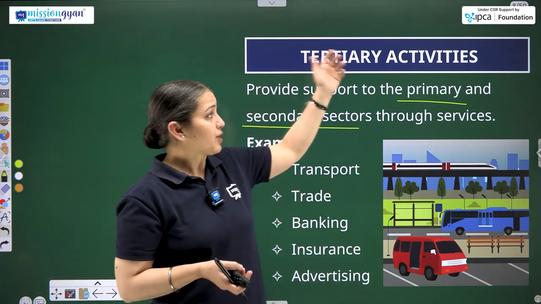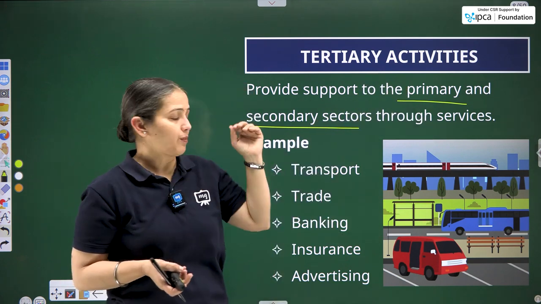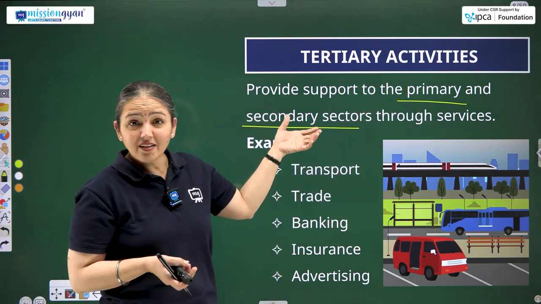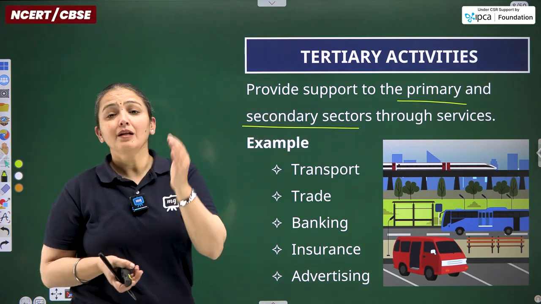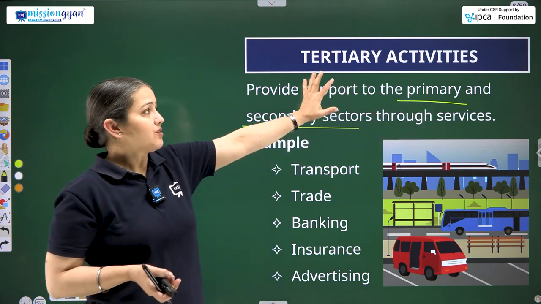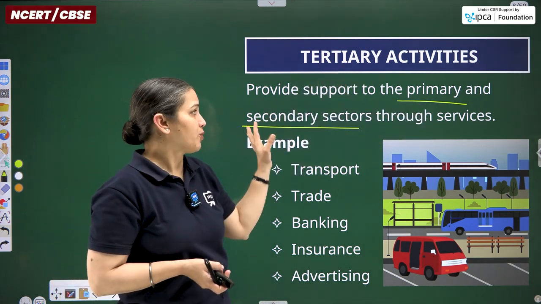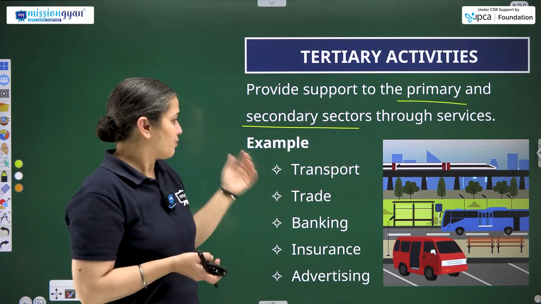Now how is it supporting the primary sector? Because whatever demand there is on the secondary sector, it can't fulfill on its own. It needs help and support from the primary also. So directly or indirectly, tertiary is promoting and supporting primary activities and secondary activities.